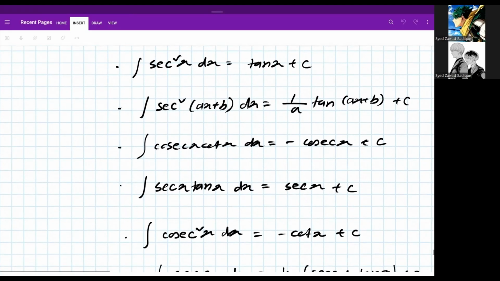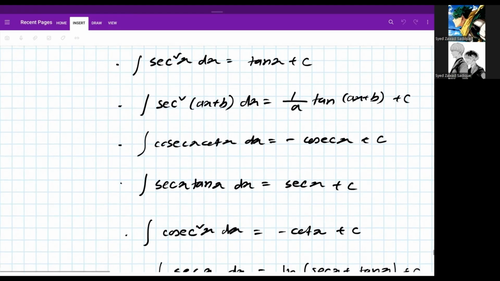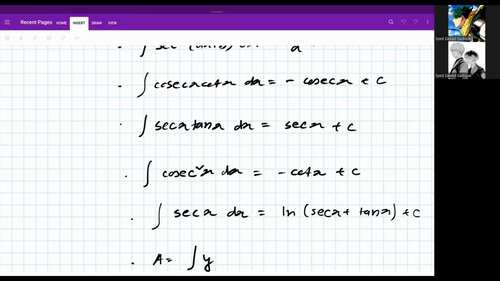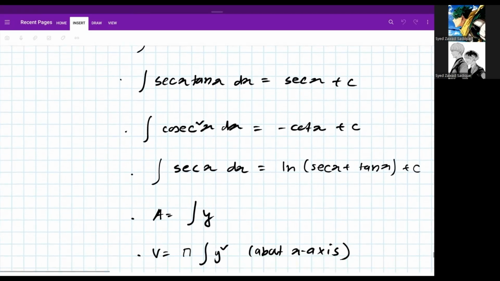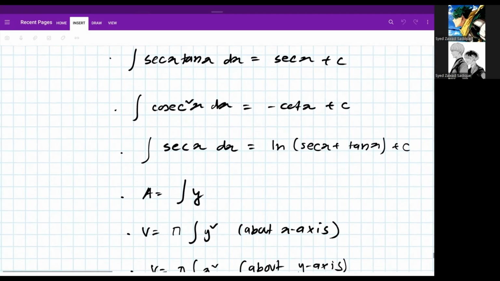Integration of cosec x cot x dx is equal to minus cosec x + c. Integration of sec x tan x dx is equal to sec x + c. Integration of cosec^2 x is minus cot x + c. Integration of sec x is ln|sec x + tan x| + c.